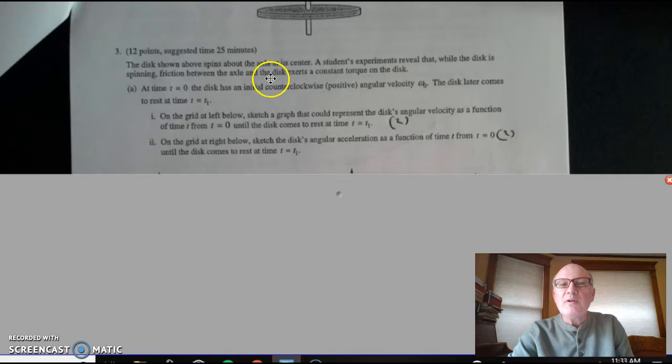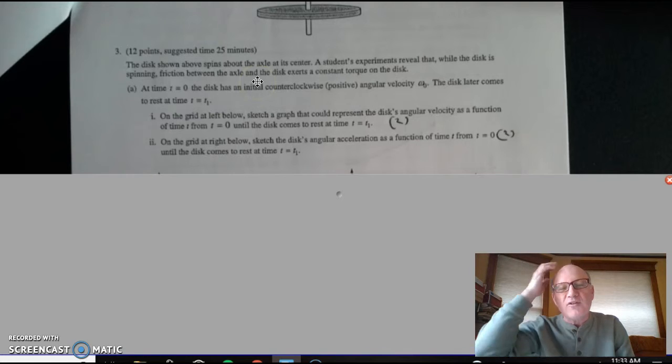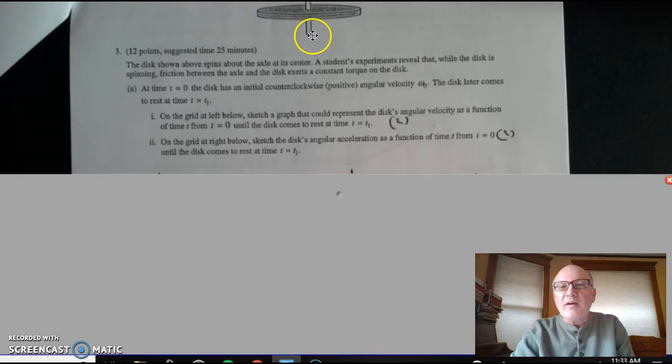So the disk is shown spinning about that center axle, and while the disk is spinning, friction between the axle and the disk exerts a constant torque on the disk. So right here, this axle rubs against the inside diameter of that disk, I guess, and it basically is slowing it down over time. Okay. We're told that at the beginning, t equals 0, the disk has an initial counterclockwise angular velocity omega 0, and it later comes to rest at a time t1.